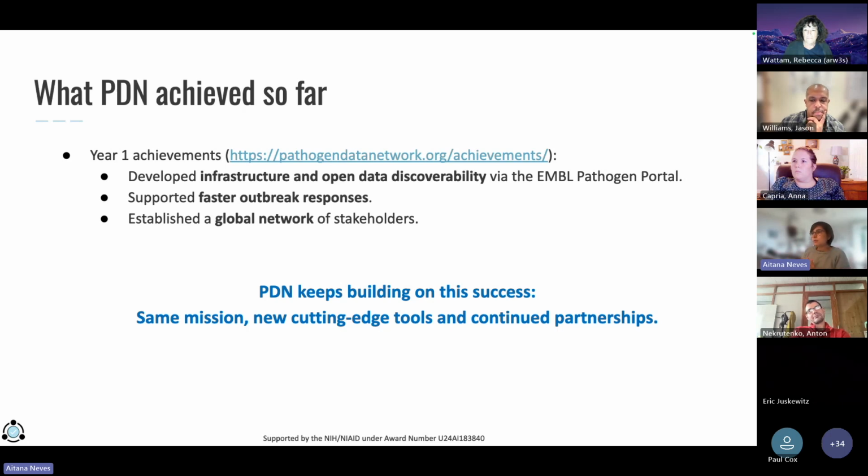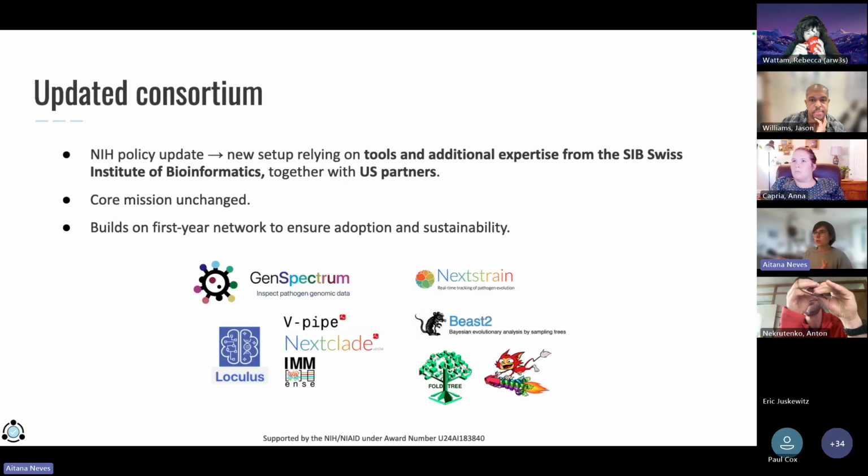And so basically PDN keeps building on this success. We continue with the same mission, but there are a few twists due to new NIH policy, so we need to change a few things. So we had notably to update the consortium because foreign subawards were no longer awarded. And nevertheless, we could find a way to keep the same core mission unchanged. So that's very important for everyone to feel reassured. And we will basically build on the first year network to also ensure adoption and sustainability.